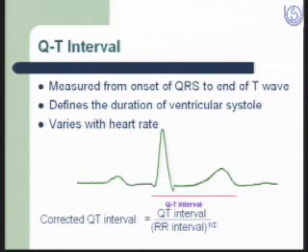Now QT interval is a very important interval, which is the interval from the onset of QRS to the end of T wave, and it defines the duration of ventricular systole. It varies with heart rate, and so a correction has been applied. The corrected QT interval equals the QT interval divided by the square root of RR interval.